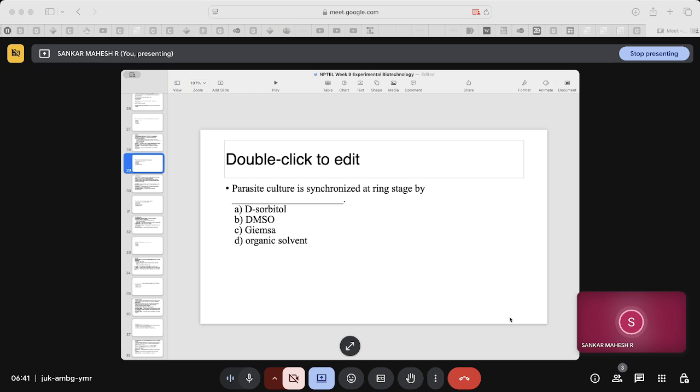The next question is a biological question. Parasite culture is synchronized at ring stage by dash: sorbitol, DMSO, GMSA, organic solvent. You can take a couple of minutes to think about this and then we'll discuss.